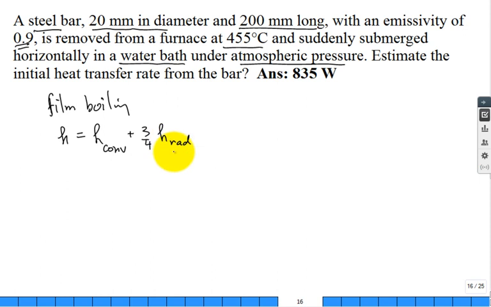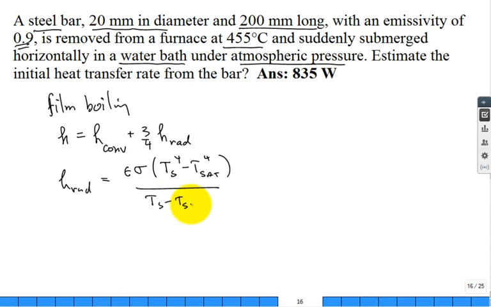All right. The h from the radiative is maybe the easiest. For that h radiative, you had the emissivity of the surface, the Stefan-Boltzmann constant, the temperature of the surface to the 4th minus the temperature of the saturated fluid that it's dunked in, I'm assuming that's 100 degrees C, divided by Ts minus Tsat. That's the equation we just had. Everything is known in that. You can calculate the h rad. The h rad comes in at around 37.6 watts per meter squared Kelvin. Maybe I should have asked you to do that calculation, but in the interest of time, it's done.